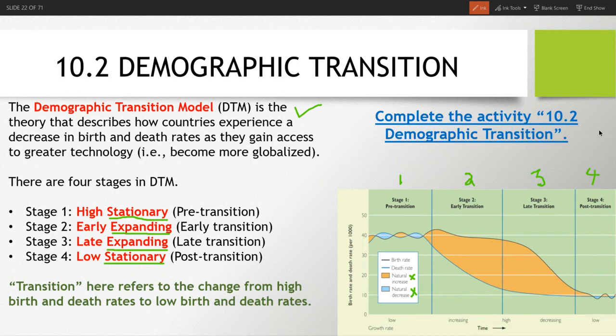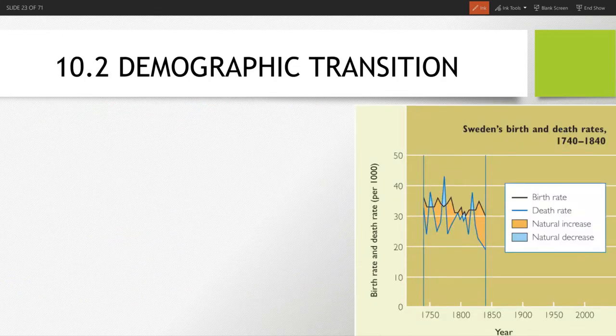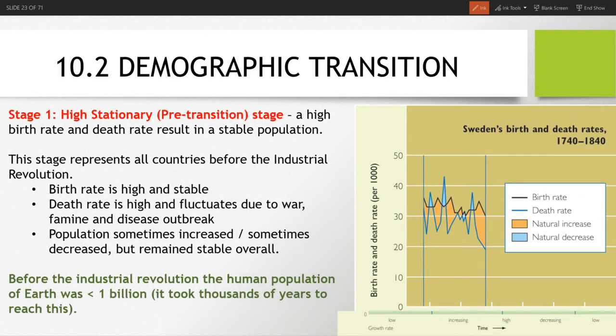So let's take a look at each of these stages in just a little bit more detail to see what's going on there. So if we look at stage 1, high stationary, this is characterized by a high birth rate and a high death rate, which results in a more or less stationary or stable population, as we've mentioned before. The graph on the side here and the graph that's used in your textbook as we go through this section will focus mostly on the example of Sweden, but they will compare it with Mexico.